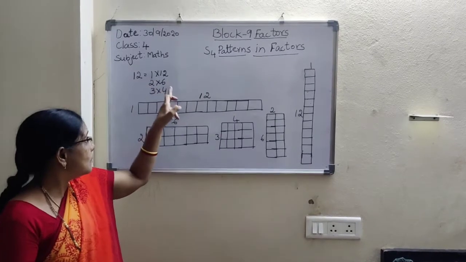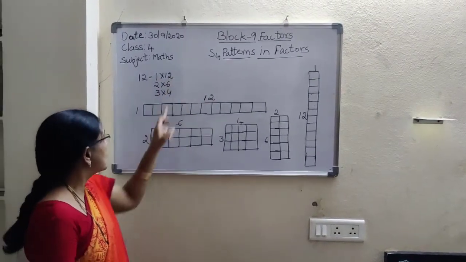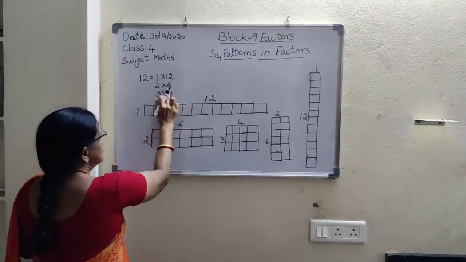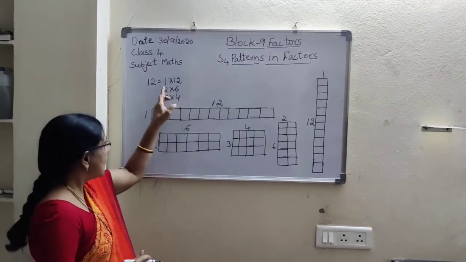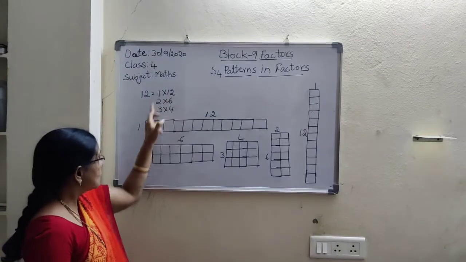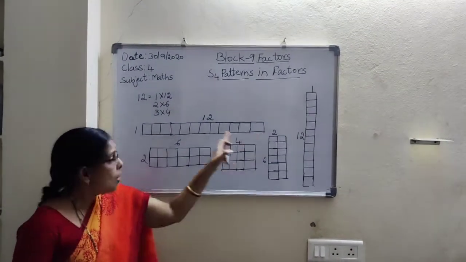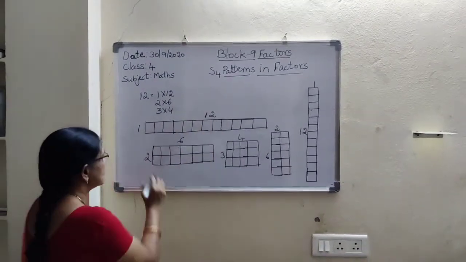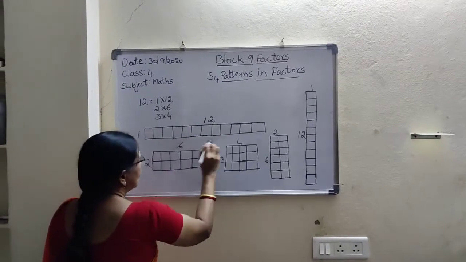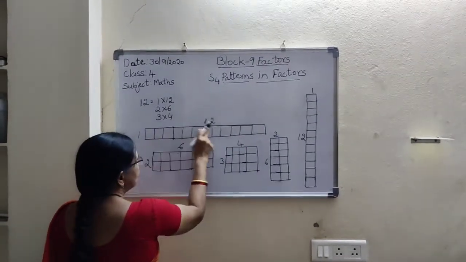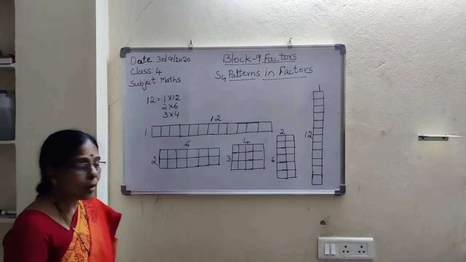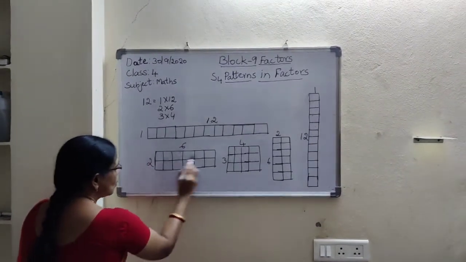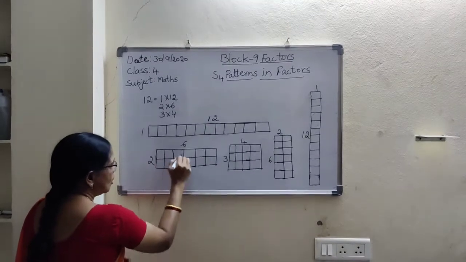What are the factors of 12? 1 12s are 12. Okay, 2 6s are 12. 3 4s are 12. So first one, 1 row. How many columns? 12 columns. This is 1 12s are 12. Next, 2 6s are 12. So 2 rows, 6 columns.